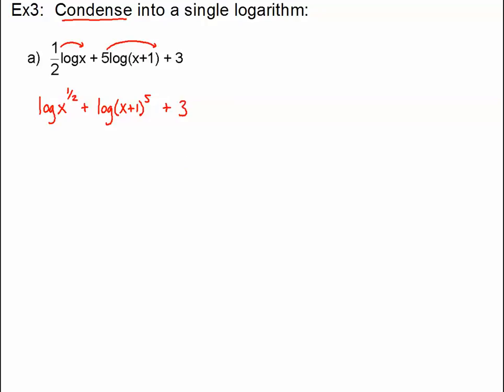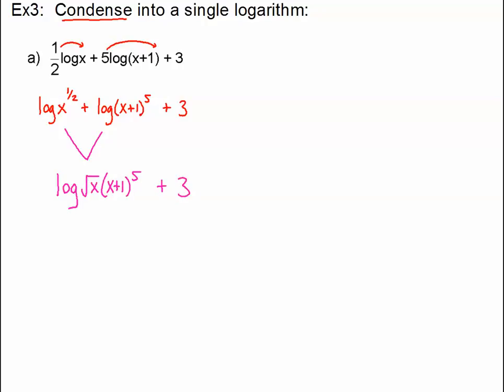Okay, so this is 1/2 power. That's a square root. I'm going to change that to a square root. And what I might want to do now is condense these 2 logarithms together into a single logarithm. And now this plus sign means that I'm going to be able to do that by multiplying the 2 factors here. So x to the 1/2, but I am going to change that to the square root of x. And the (x plus 1) to the 5th power, I'm just going to leave as (x plus 1) to the 5th power. But we still have this 3 out there.